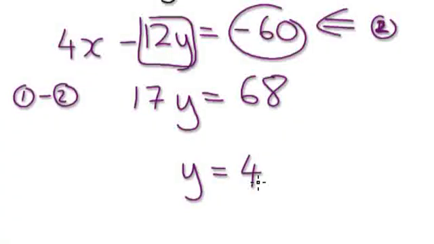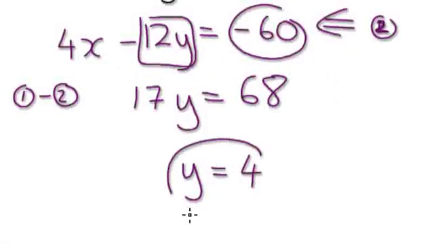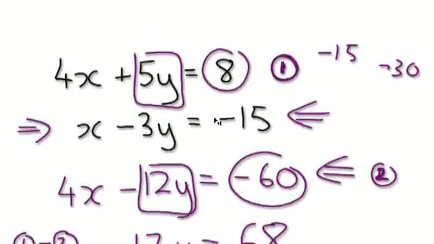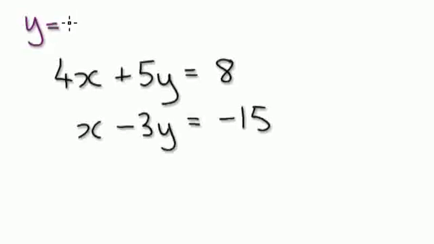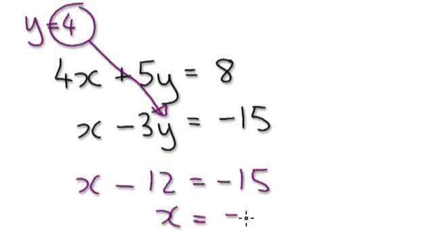So y equals 4. And then let's go back to here. So y equals 4. Let's put it into here then. So y equals 4, so this will be x minus 12 equals minus 15. Let's add 12 to both sides. So x here equals minus 3.